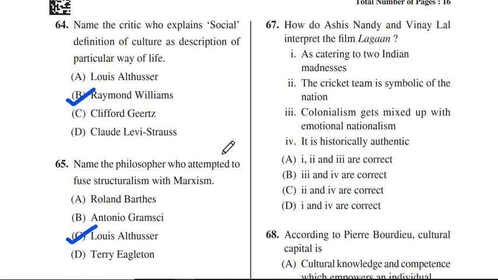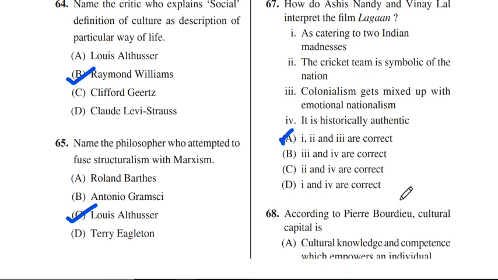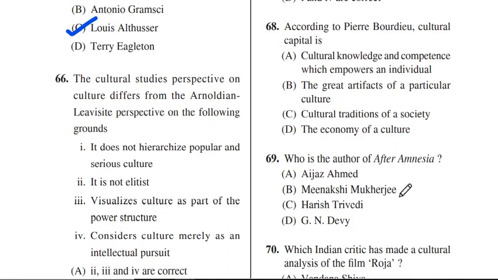The next one is the 67th one. How do Ashis Nandy and Vinay Lal interpret the film Lagaan? The correct answer is option A. That means 1, 2, 3 are correct. That means as catering to two Indian madnesses, the cricket team is symbolic of the nation. Colonialism gets mixed up with emotional nationalism. Next, question number 68.